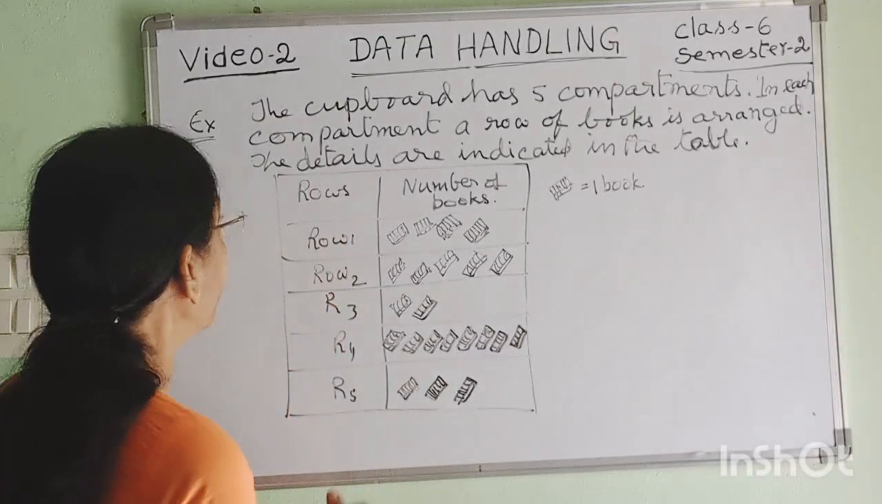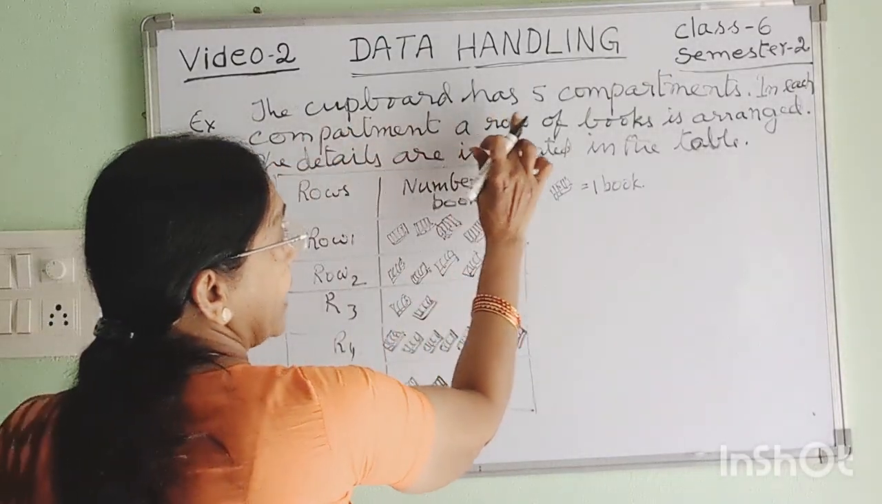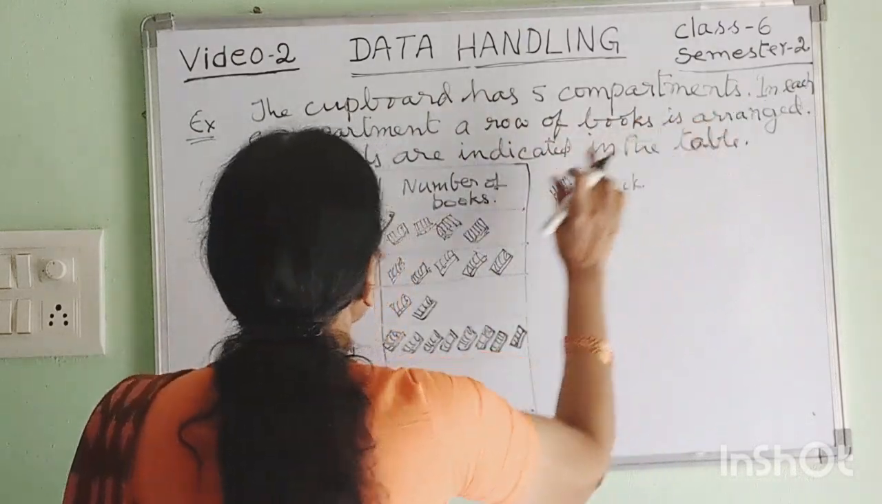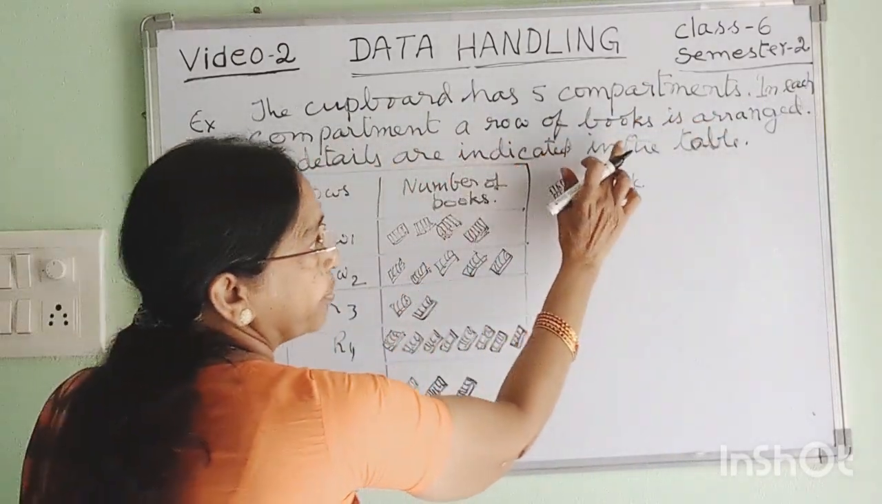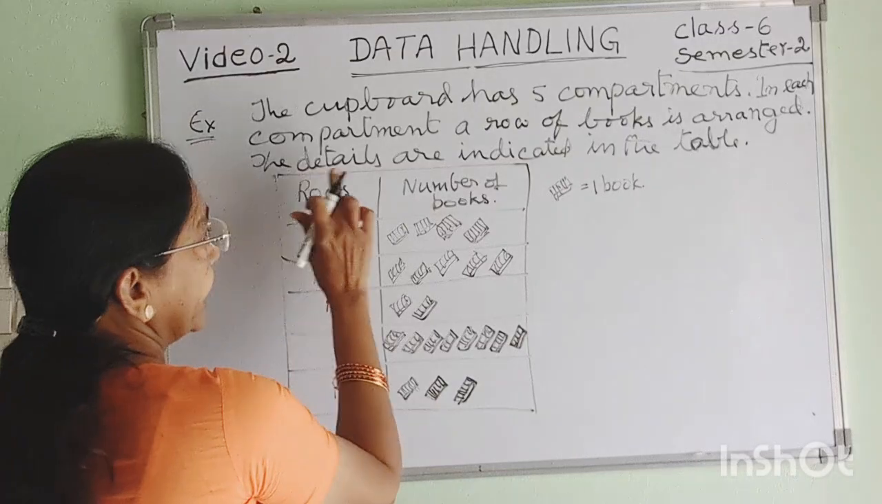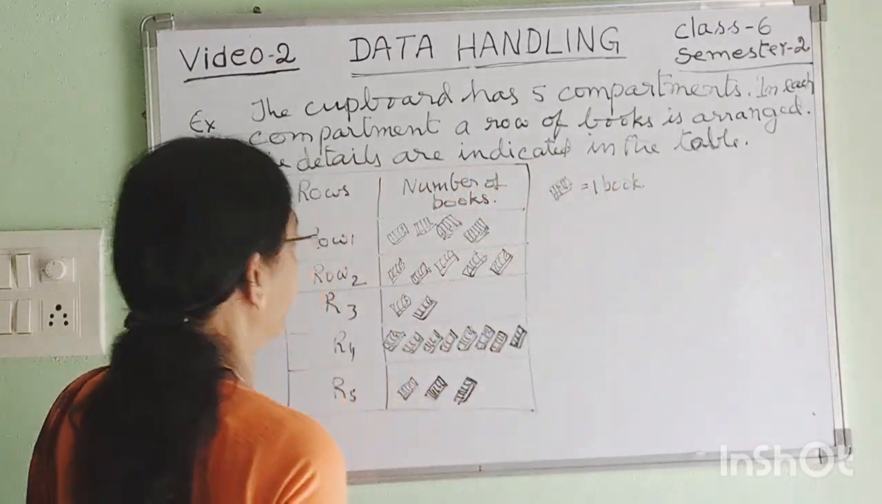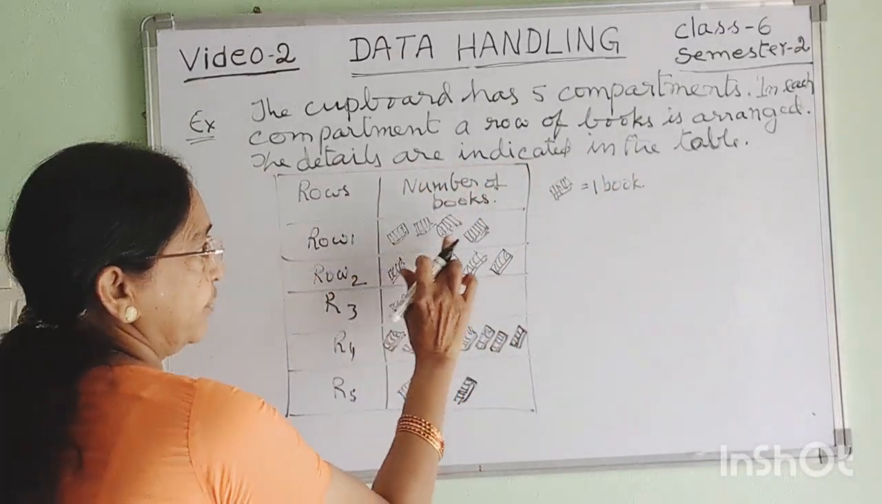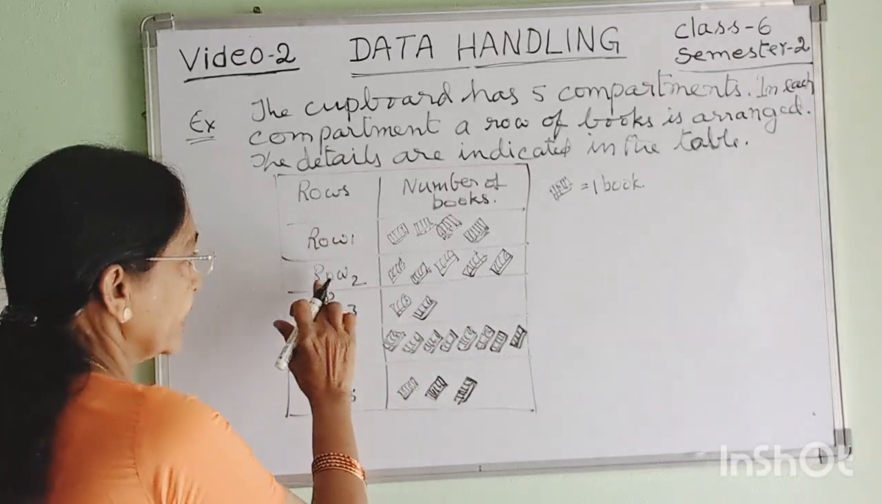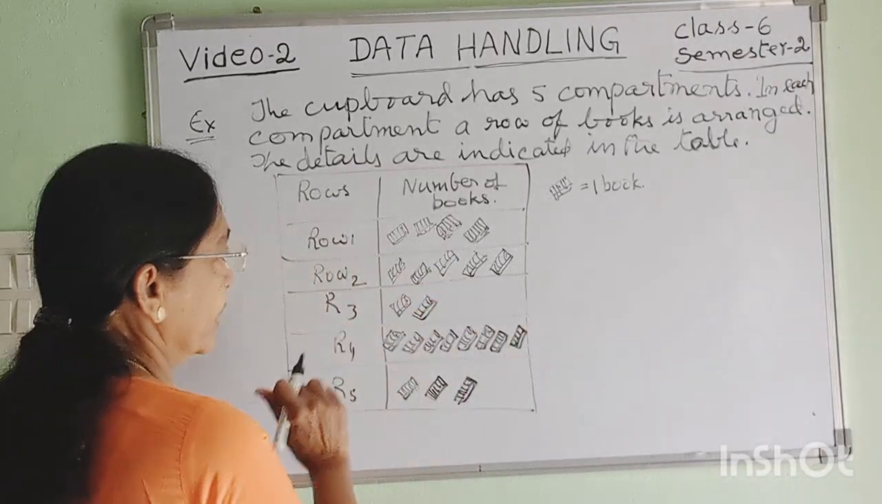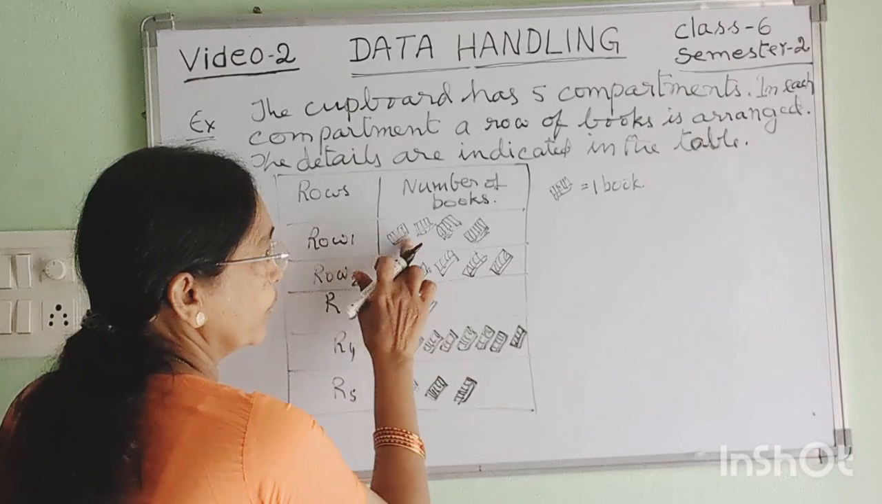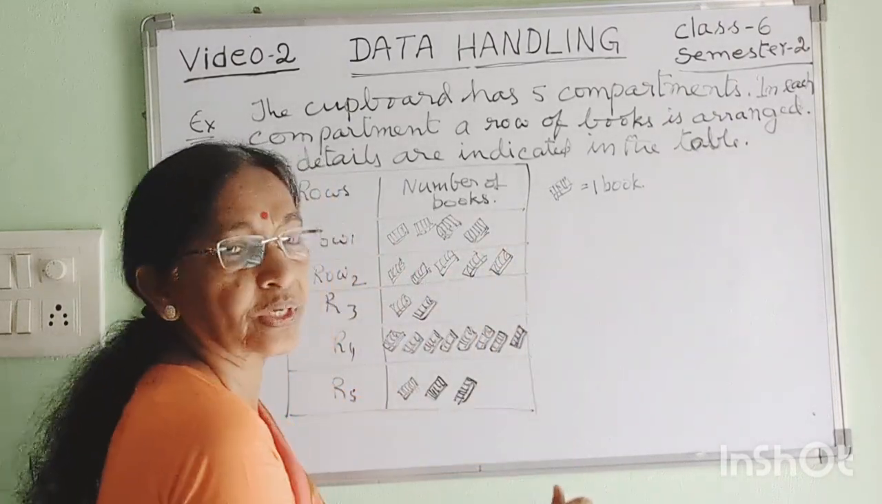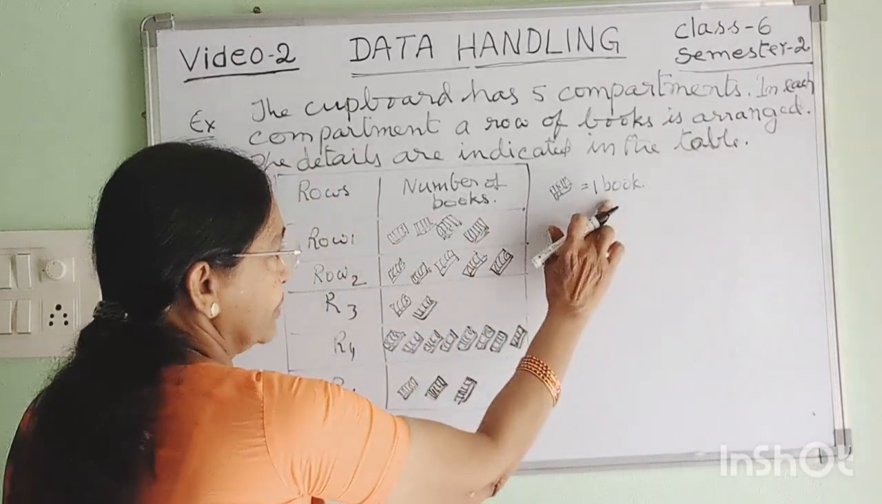Coming to the next problem, next example. The cupboard has 5 compartments. In each compartment, a row of books is arranged. The details are indicated in the table. First row, there were 4 books. In the second row, there were 5 books. Each figure of the book represents 1 book. So this one figure represents 1 book.